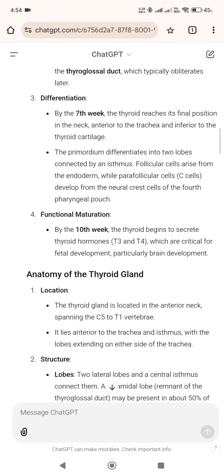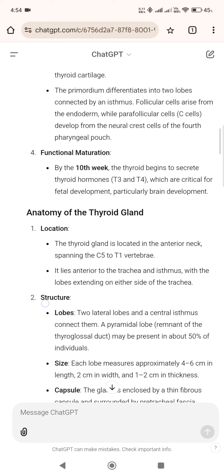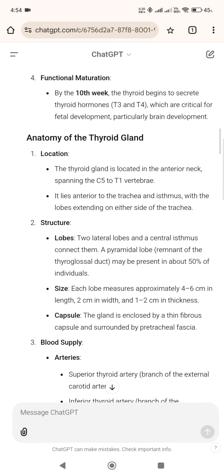4. Functional maturation. By the 10th week, the thyroid begins to secrete thyroid hormones, T3 and T4, which are critical for fetal development, particularly brain development. Anatomy of the thyroid gland.